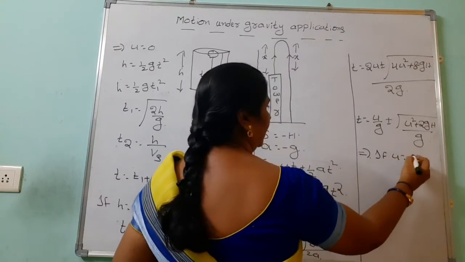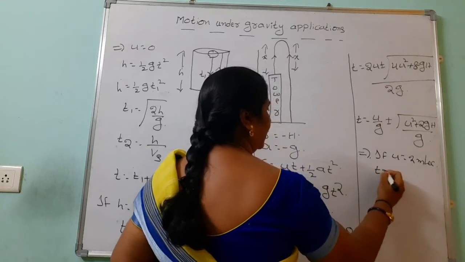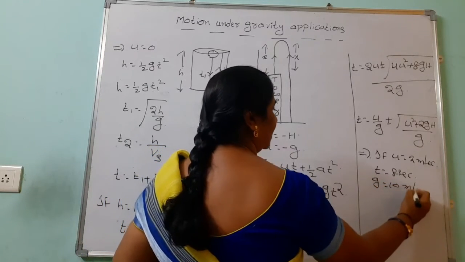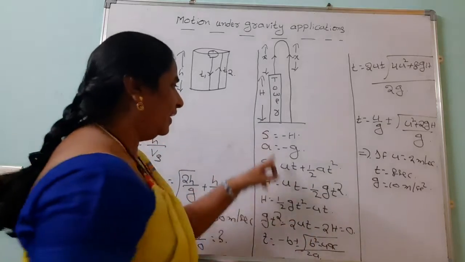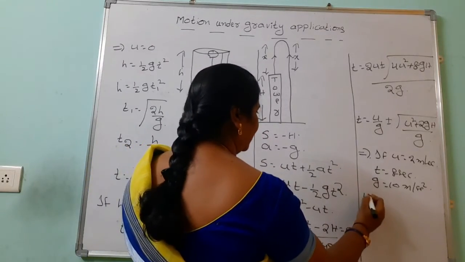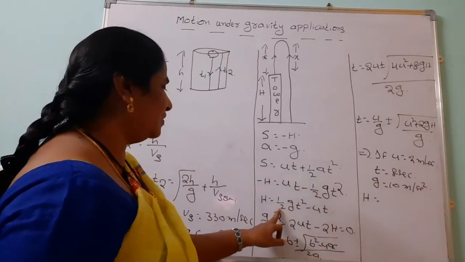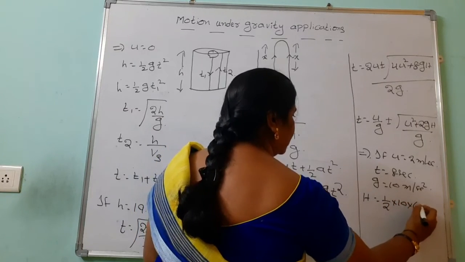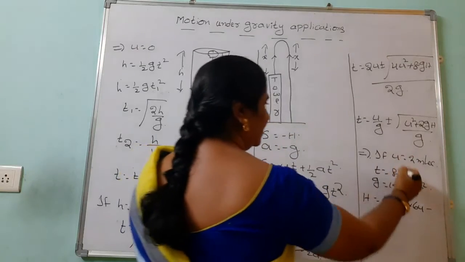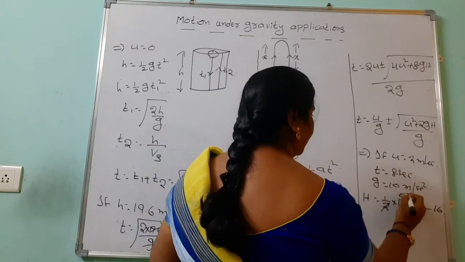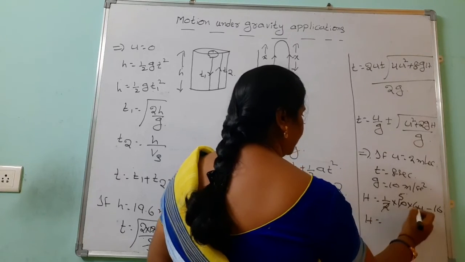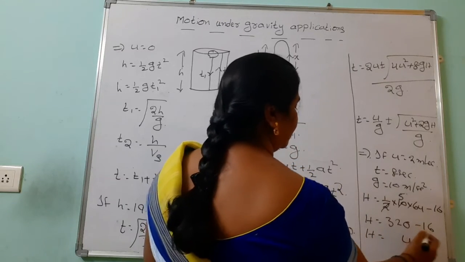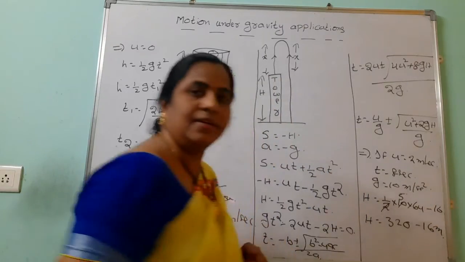If u equals 2 meters per second and t equals 8 seconds, then g value we take approximately 10 meters per second square. How do we find the height? We can use H equals half g t square minus ut. So 1 by 2 into 10 into 64 minus velocity into t. So H equals 320 minus 16. Like that we have to do the simplifications and find the height.